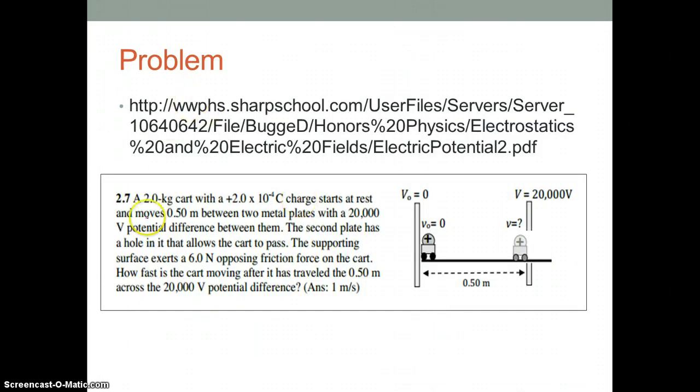Now, here's the problem. A 2 kilogram cart with a 2 times 10 to the negative 4th coulombs charge starts at rest and moves 0.5 meters between two metal plates with a 20,000 volt potential difference between them. The second plate has a hole in it, allowing the cart to pass. The supporting surface exerts 6 newtons of opposing force of friction on the cart. How fast is the cart moving after it has traveled 0.5 meters across the 20,000 volt potential difference?